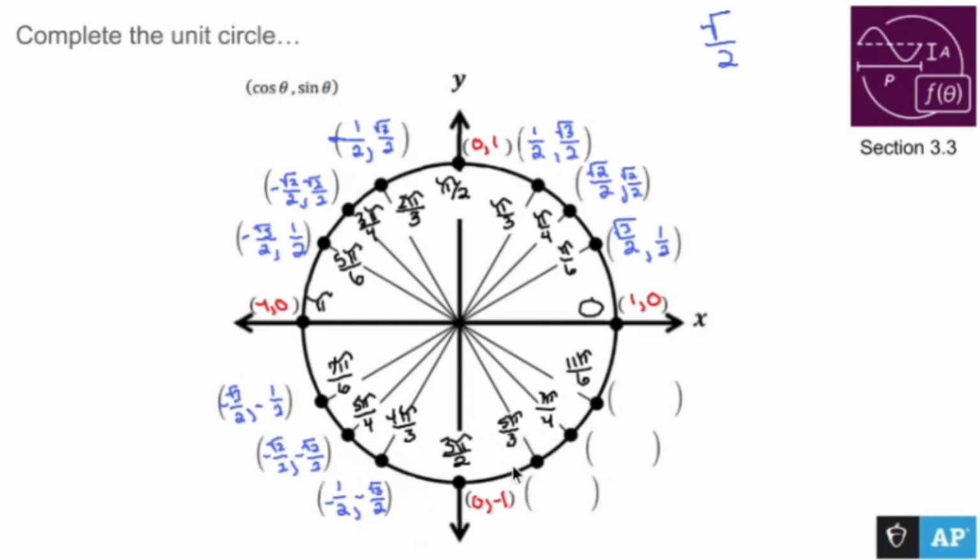Last but not least, we're going to continue the process. This is quadrant 4, which means you're going to have a positive x value and then a negative y value. And these guys seem to line up nicely. So I'll call you positive 1/2, negative root 3 over 2. I'll call you positive root 2 over 2, negative root 2 over 2. And I'll call you positive root 3 over 2, negative 1/2.